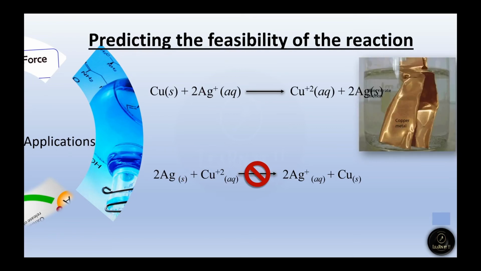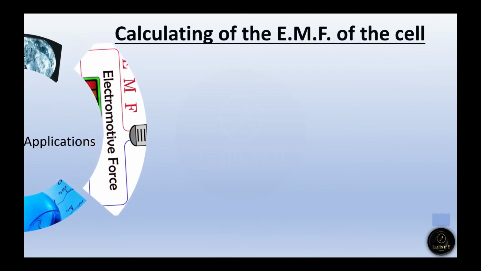Next application of electrochemical series is calculating the EMF of the cell. So consider the cell. When it is never used before, the potential difference between the terminals of this electrode is called EMF. Because it is never used, it is the highest potential difference between the terminals of the cell or battery.